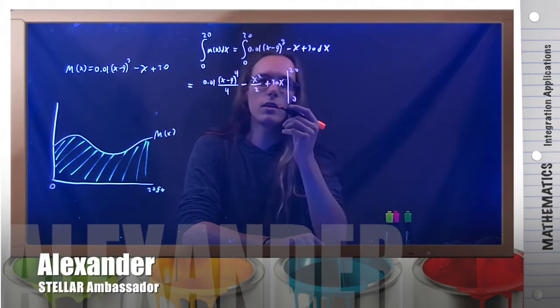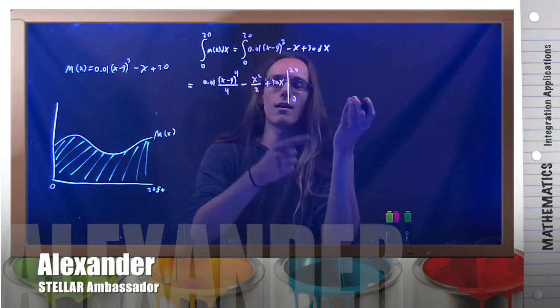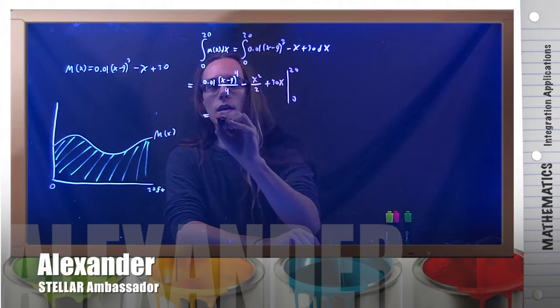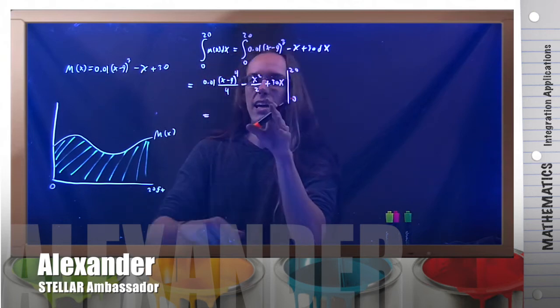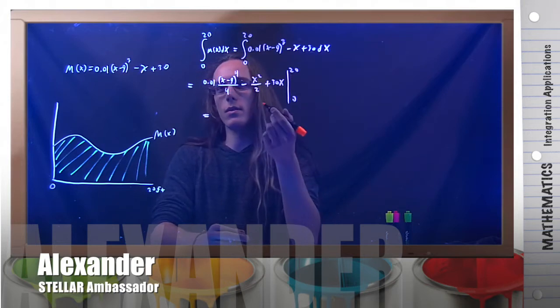Remember, when you have a definite integral, you don't need to include that plus c, because if you did, it would just cancel out when you did your bounds of integration anyway. So this is going to be equal to, now since this is kind of a nasty function, I'm going to go ahead and set it up, and then I'll be using the calculator to help me do this.